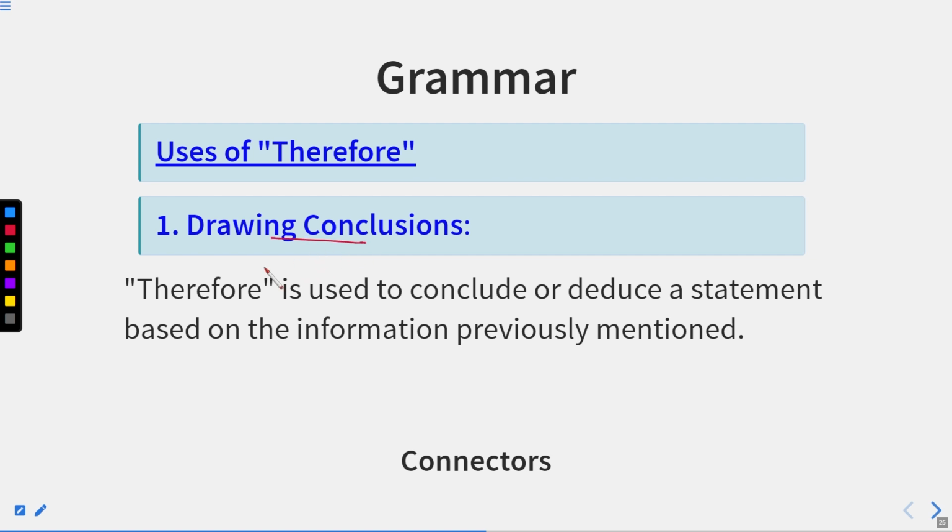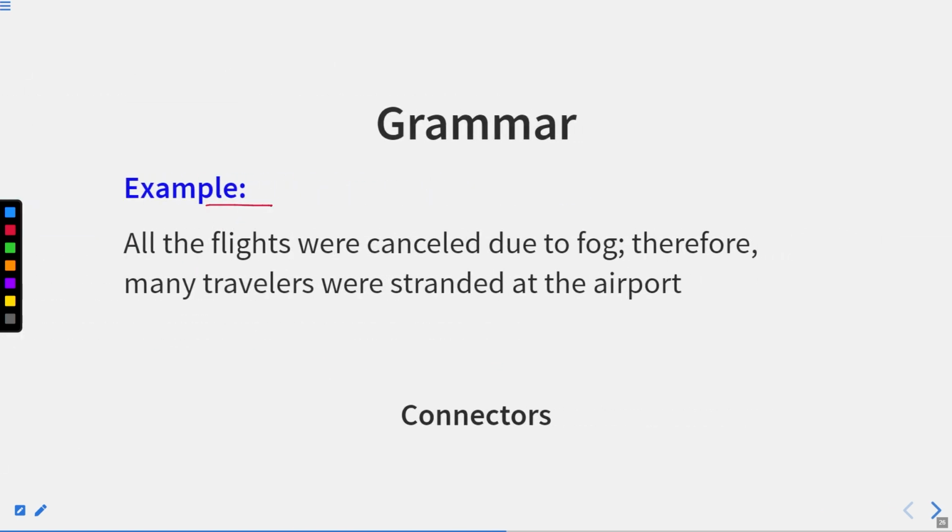Drawing conclusions. So when we are using the word therefore, it will help you to draw the conclusion, or you will write the conclusion part with the word therefore. Therefore is used to conclude or deduce a statement based on the information previously mentioned. For example, all the flights were cancelled due to fog. Therefore, many travelers were stranded at the airport. Stranded means stuck or got stuck. So, all the flights were cancelled due to fog. So, this was the cause, this was the reason. And what happened after that? Therefore, many travelers were stranded at the airport.